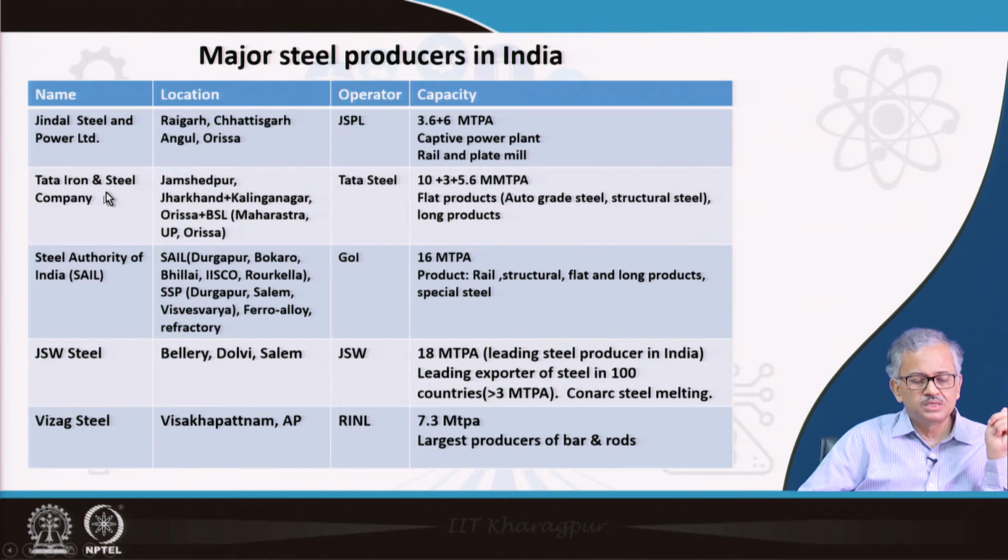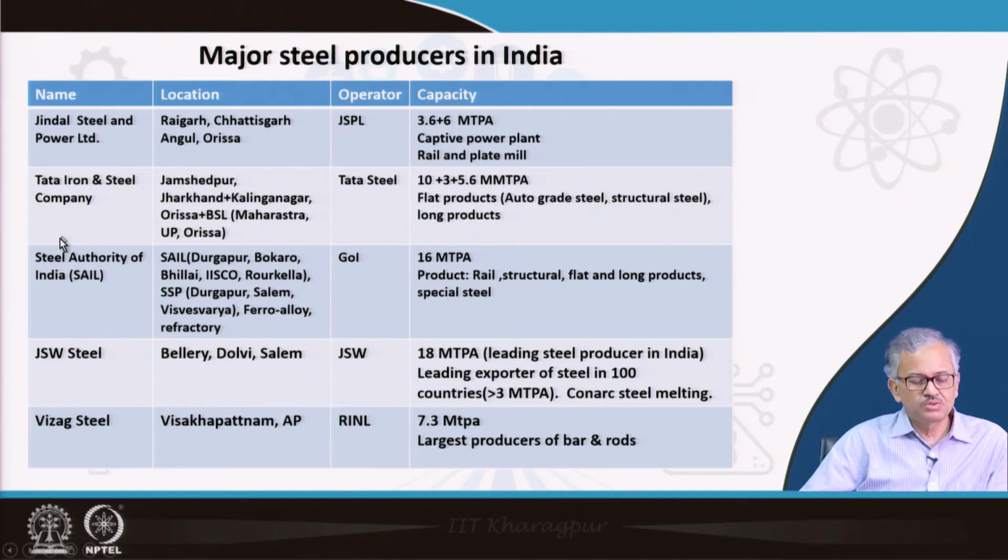And then Tata Iron and Steel Company Limited, Jamshedpur. TISCO has a presence in Jamshedpur, that is in Jharkhand. They also have a new plant in Kalinganagar. Jamshedpur is today producing around 10 million tons and Kalinganagar is around 3 million tons. They have also acquired Bhushan Steel, which has units in Maharashtra, UP and Odisha that also produce around 5.6 million tons. Total production is quite high now in India, around 18 million tons. They produce flat products, basically auto grade steel, structural steel, and long products.